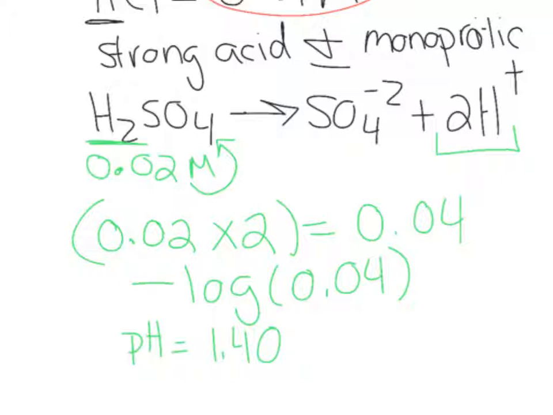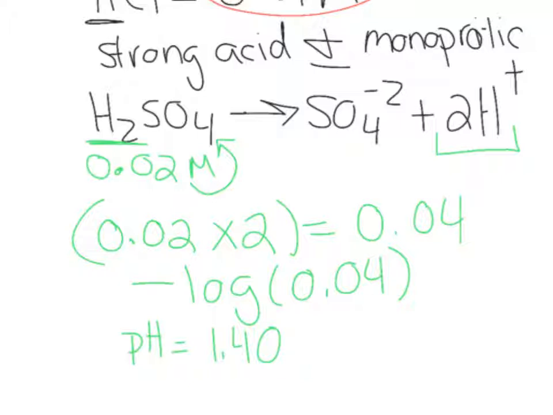I forgot to tell you what the actual answer was. The reason this is important is that when you're doing your pH calculations, you need to have the correct concentration of hydronium. Not the concentration of the acid, not the concentration of the base, but the concentration of hydronium, or if you're doing the pOH calculation, the concentration of hydroxide. So make sure that you pay attention to whether it is a polyprotic or polyhydroxide acid or base.